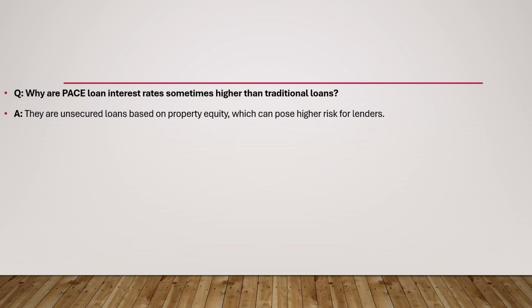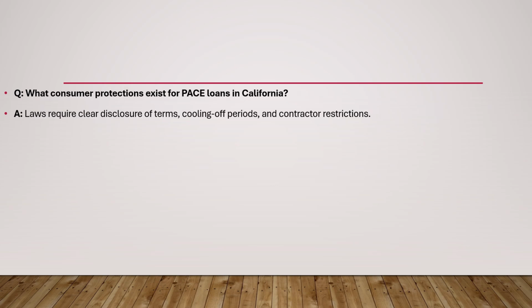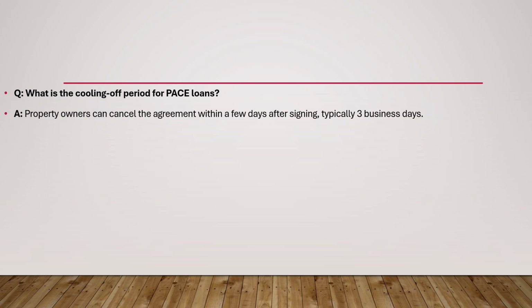Why are PACE loan interest rates sometimes higher than traditional loans? They are unsecured loans based on property equity, which can pose higher risk for lenders. What consumer protections exist for PACE loans in California? Laws require clear disclosure of terms, cooling-off periods, and contractor restrictions. What is the cooling-off period for PACE loans? Property owners can cancel the agreement within a few days after signing, typically 3 business days.